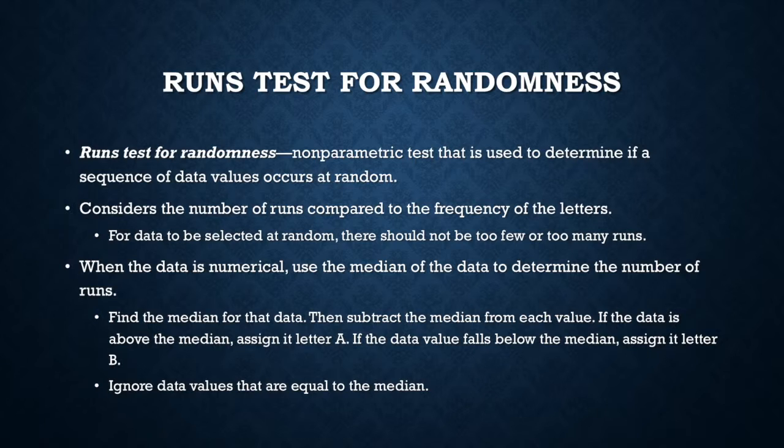When the data is numerical, we use the median of the data to determine the number of runs. Find the median for the data, then subtract the median from each value. If the data is above the median, assign it letter A. If the data falls below the median, then we want to assign the letter B. Ignore data values that are equal to the median.